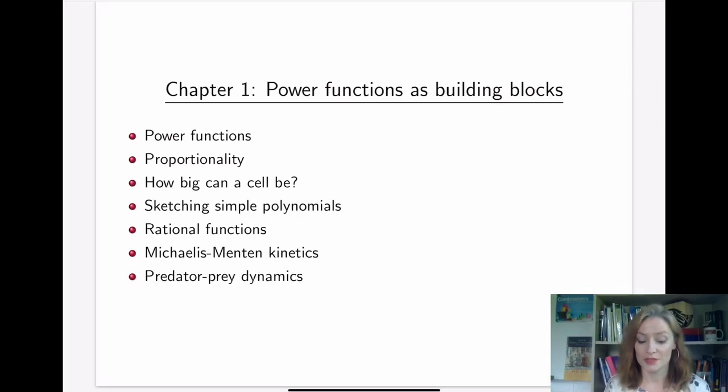In this video, we will start with Chapter 1, titled Power Functions as Building Blocks. Before we start discussing what power functions are, I just wanted to motivate a little bit why one would care about power functions at all. Well, in its essence, calculus is a study of change, and change most visibly occurs through time.